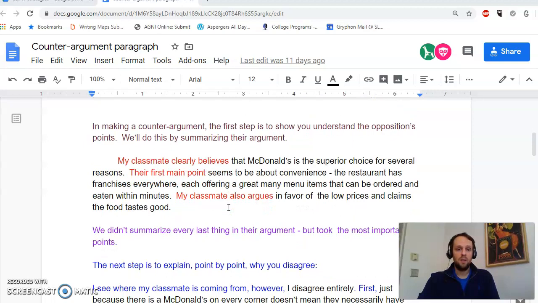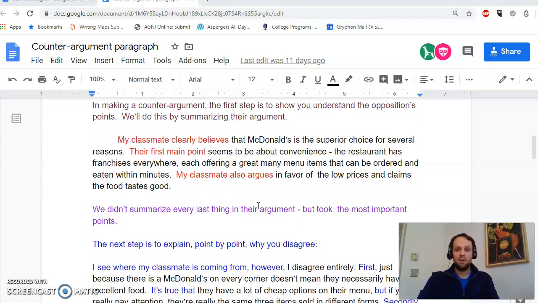So that might look something like this. My classmate clearly believes that McDonald's is the superior choice for several reasons. Classic topic sentence. What they believe, and then there are several reasons coming. Their first main point is about convenience. The restaurant has franchises everywhere, each offering a great many menu items that can be ordered and eaten within minutes.